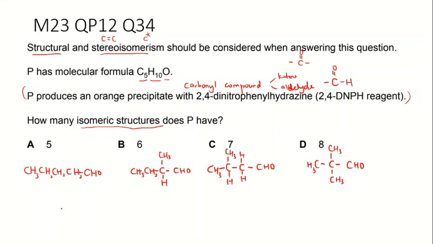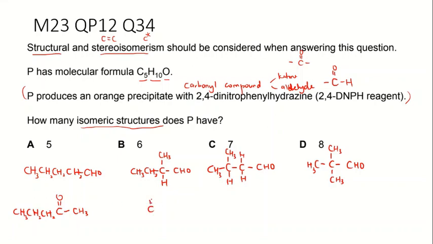So ketone means the C double bond O is in the middle of the chain. So the right hand side of this C double bond O cannot be H, and the left hand side cannot be H. If not, it will be an aldehyde. So let's start with CH3. So 2 carbons, that means 3 more carbons. Like what I said, I always prefer to start with a straight chain. So this is the first ketone.